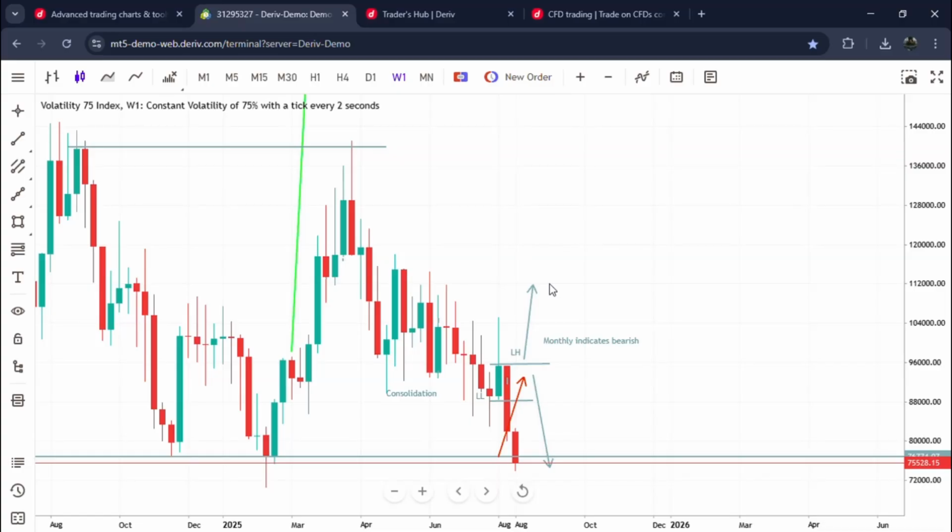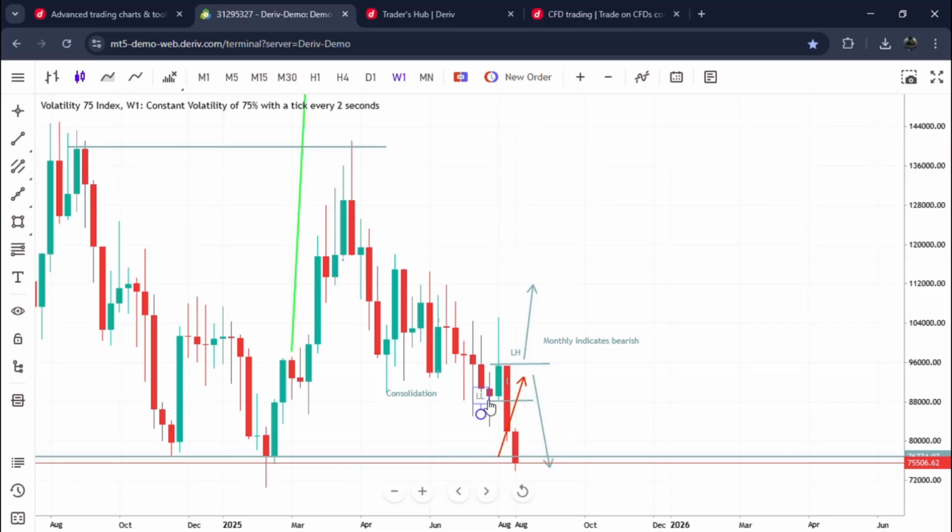Weekly clearly indicates bearish. Unless this market comes back and breaks above this lower high, the market will change to bullish. Or the market comes and forms another lower low, lower high, and it breaks above that lower high. That's when we're saying there is a change of character. But for now, what we are seeing is a break of structure. That's how I identify this point.